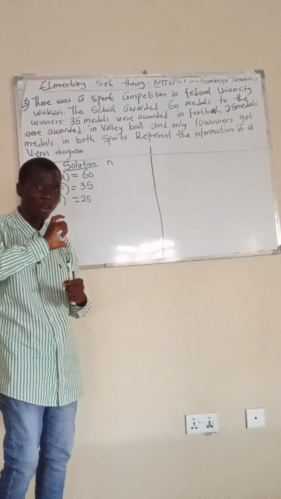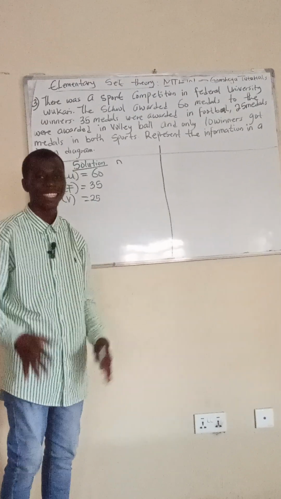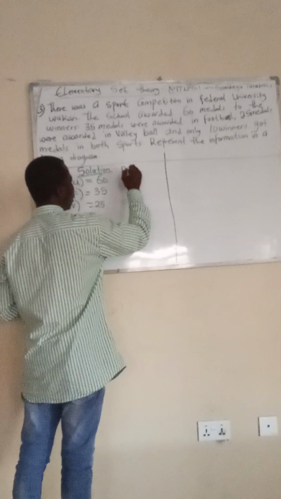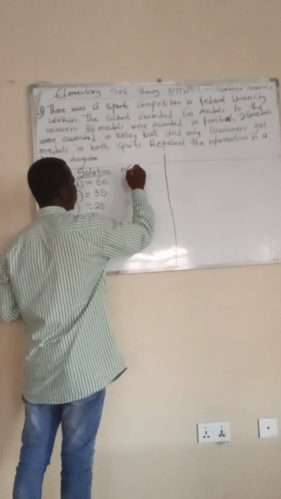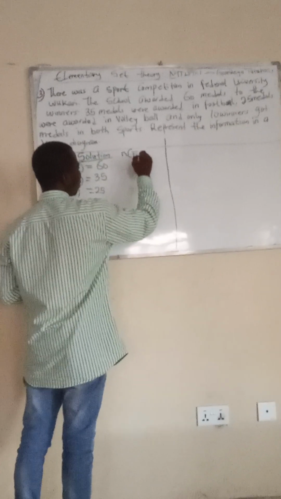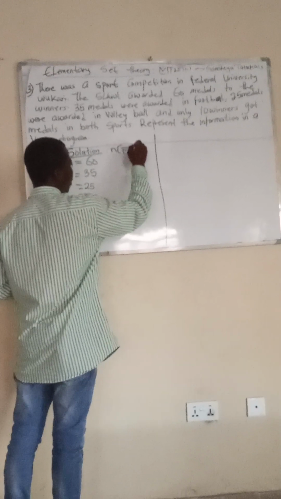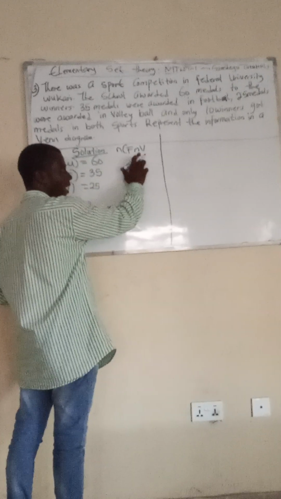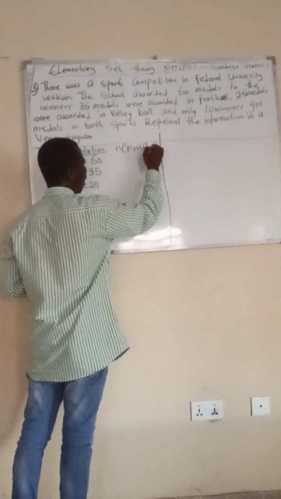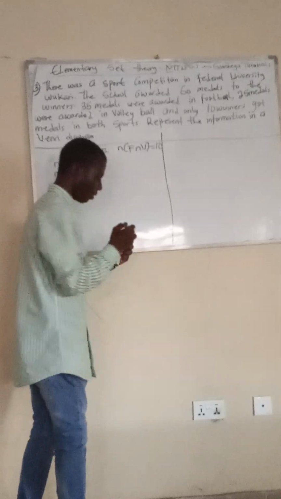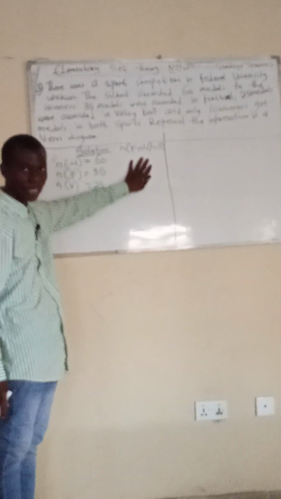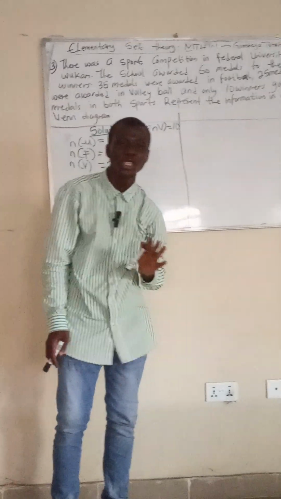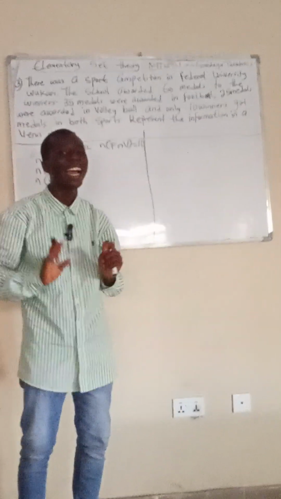When you hear "and" in sets, it represents an intersection. So the total number of students that got medals in both sports, that is football and volleyball, F intersection V, are how many? We have them to be 10. So this is the representation. They said we should represent this information in a Venn diagram.